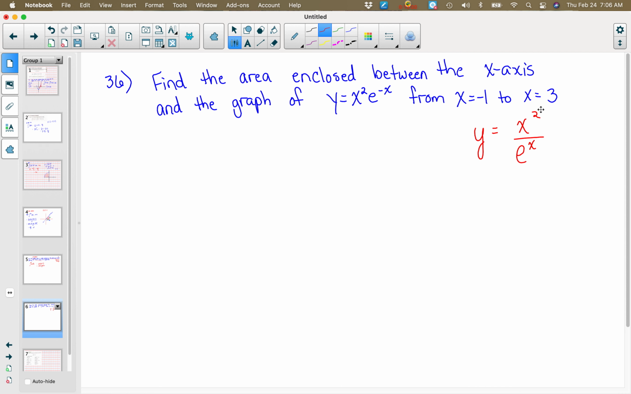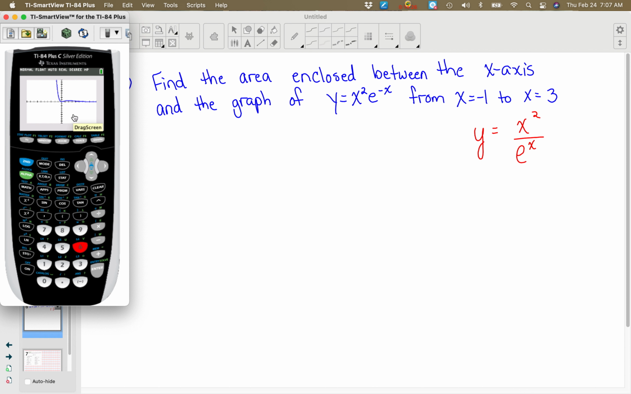So x squared is always positive. e to the x is always positive. So we are going to have something that's always positive, so we won't have to worry about that when we integrate. But let's take a look at the graph of this with our calculators.